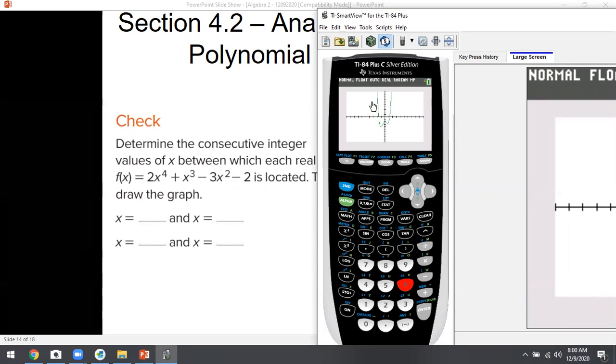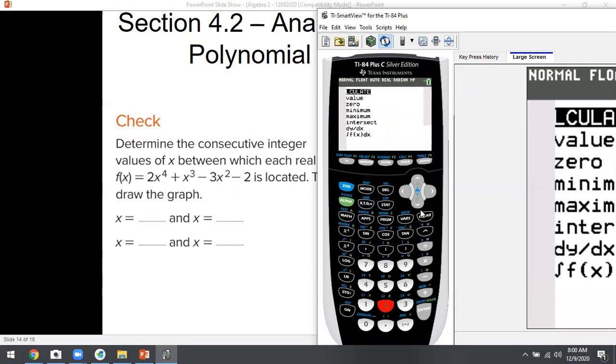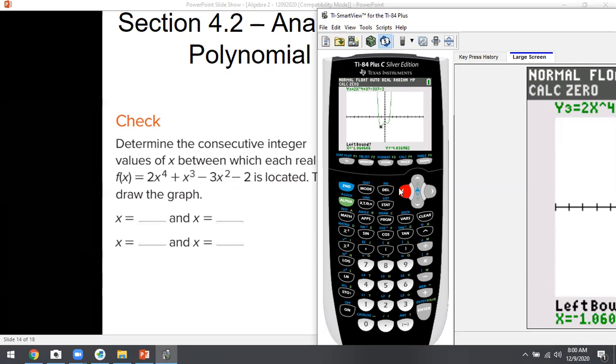And as promised, here it comes. First of all, does this graph make sense? Does this look like a fourth degree problem? This is a fourth degree. It looks like it should. Yep, both ends go up. Everything's cool. I see two zeros again. Let's go find them. Second calc, zero. I'll take the one on the left. Anywhere to the left, anywhere to the right. First answer is negative 1.64.